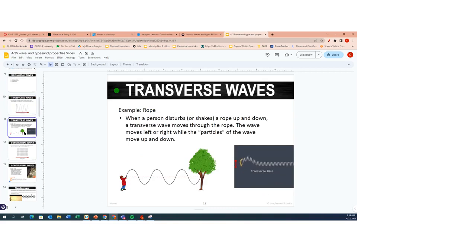If you've ever had a slinky, you can see a transverse wave by just shaking it up and down, making a little bump in it. If you've ever taken a jump rope and tied it to something because you don't have 2 people, you can make a wave. The person shakes the rope up and down, and a transverse wave moves through the rope. The wave moves to the left or right, while the particles move up and down. So that's a transverse wave.